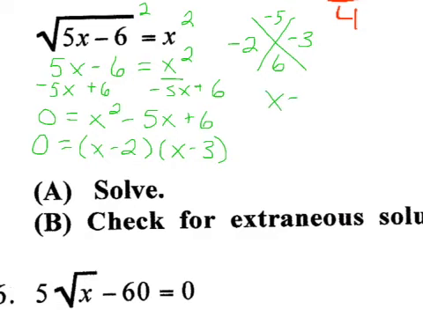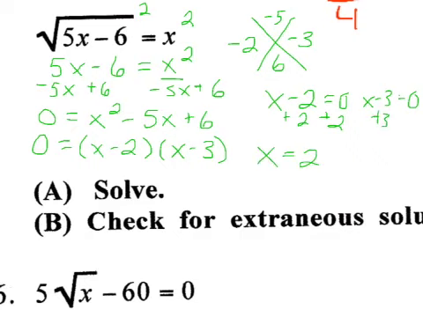We set both of those equal to 0. So we get two answers. x equals 2 and x equals 3. But we still need to check and see if those answers are extraneous since we got two of them. If I plug a 2 in, I get 10 minus 6, which is 4, and the square root of 4 equals 2. So that's a good solution.